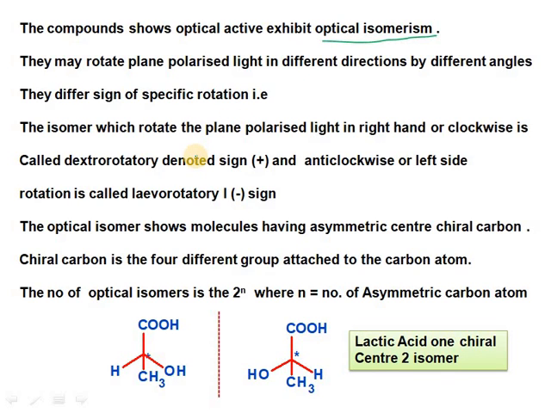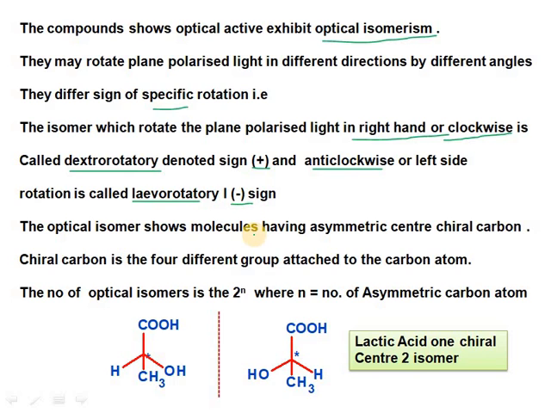The compounds may rotate the plane polarized light in different directions or by different angles, or it may have a different sign of specific rotation. That is, the isomer which rotates the plane polarized light to the right hand side, or clockwise, is called dextrorotatory and denoted by the plus sign, and anti-clockwise or left side rotation is called levorotatory and indicated by the negative sign.